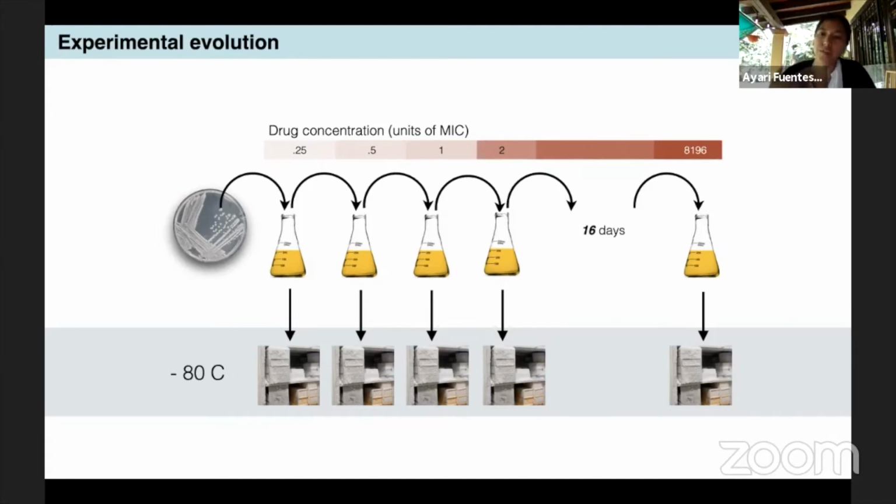So we introduced ceftazidime in a ramp, and after 16 days, we found that this population is really resistant, like 8,000 times more resistant than the initial population.